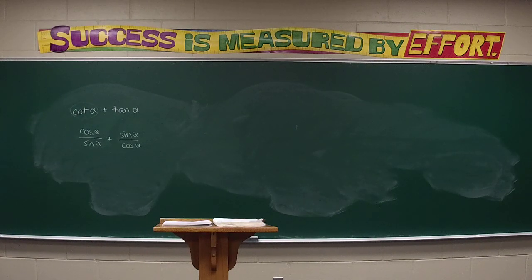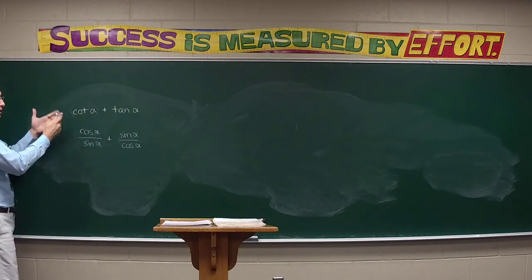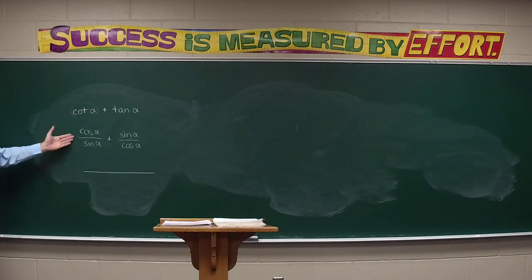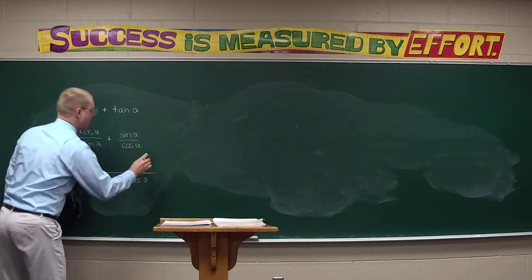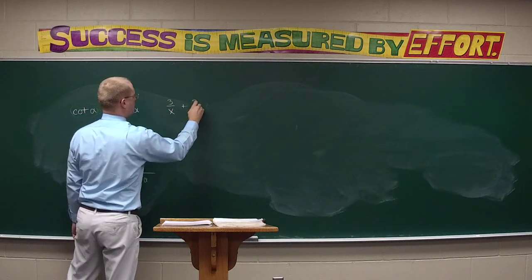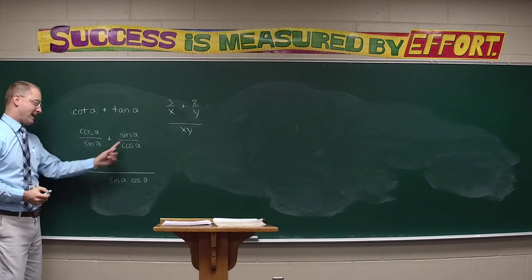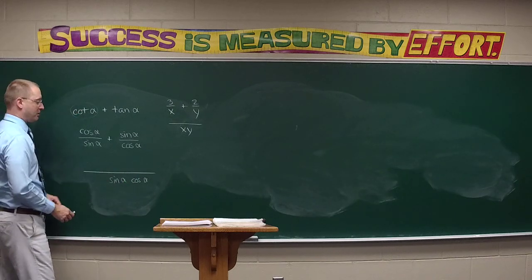Now the downside is I have created fractions. But fractions can be used to our benefit because they allow us to combine unlike terms by getting a common denominator. So let's draw a big long line. What's the common denominator for these 2 fractions? Sine alpha cosine alpha. If I had something like 3 over x plus 2 over y, the common denominator is xy. Well, it's not an x, it's a sine alpha. It's not a y, it's a cosine alpha. But both letters just multiply together in the denominator.